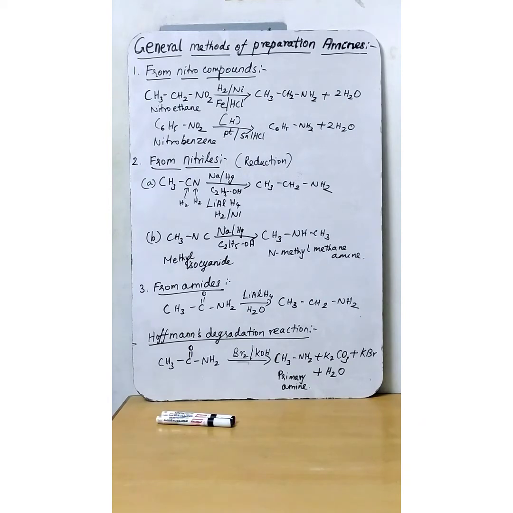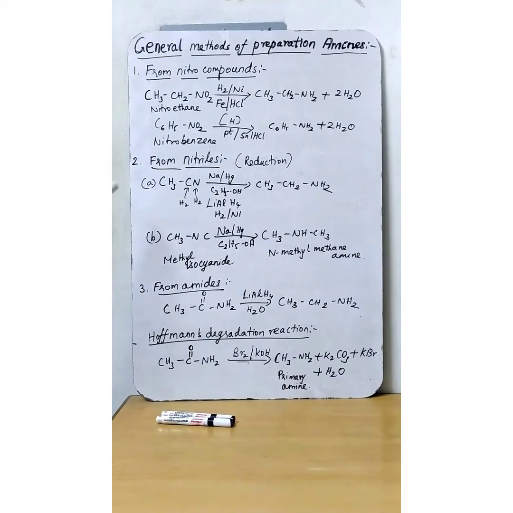The next method of preparation we are going to discuss is from nitriles, that is cyanides and isocyanides. From nitriles means nitriles will undergo reduction. Nitriles means cyanides. So cyanides will undergo reduction and give amines as the product. At the same time, isocyanide will also undergo reduction and give amines as the product. The first one I have taken is methyl cyanide.